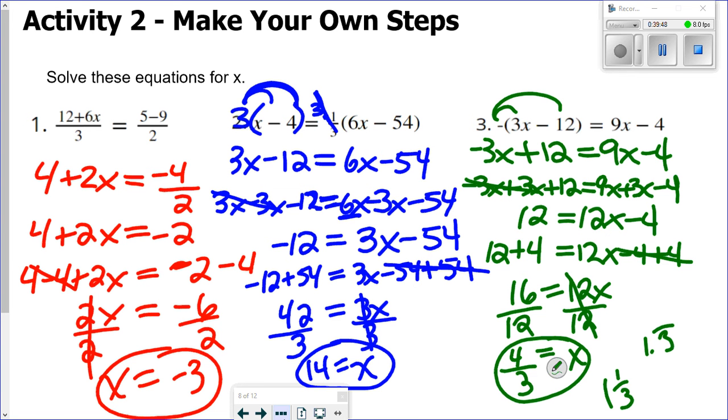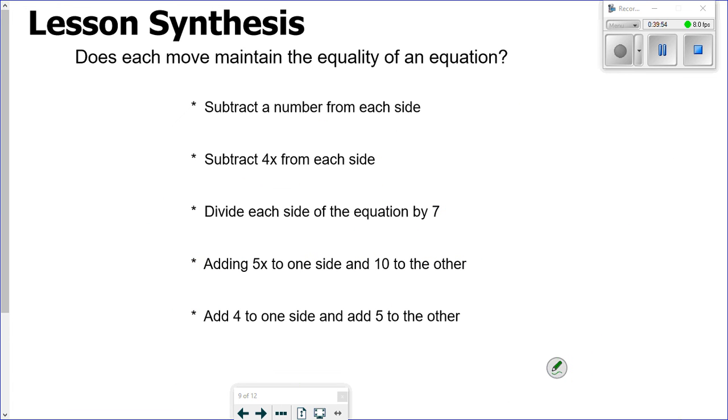So, some important things to note at the end of our lesson today. Answer yes or no to the following question. Does each move maintain the equality of an equation? So basically, are we allowed to do each of the following moves to our equations? The first one asks, can we subtract a number from each side? Will that maintain equality in an equation?